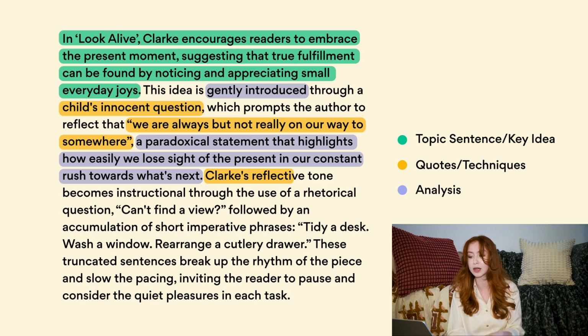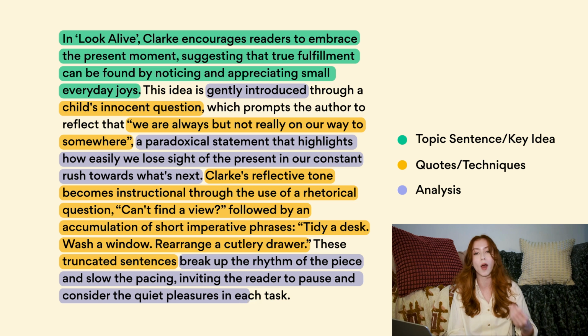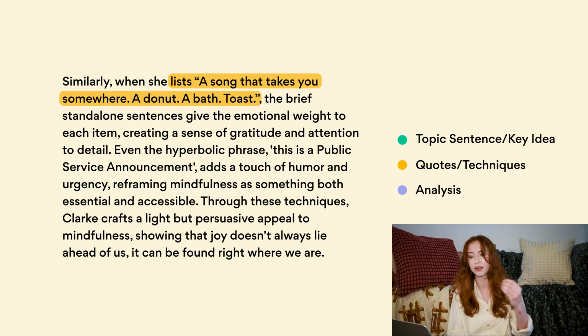Clark's reflective tone becomes instructional through the use of a rhetorical question, can't find a view, followed by an accumulation of short imperative phrases, tidy a desk, wash a window, rearrange a cutlery drawer. These truncated sentences break up the rhythm of the piece and slow the pacing, inviting the reader to pause and consider the quiet pleasures in each task. Similarly, when she lists a song that takes you somewhere, a donut, a bath, toast, the brief standalone sentences give emotional weight to each item, creating a sense of gratitude and attention to detail.